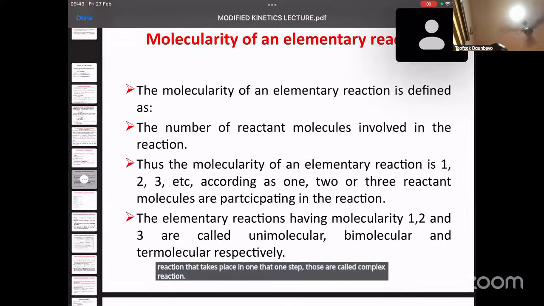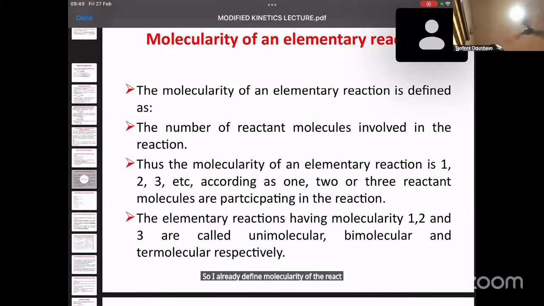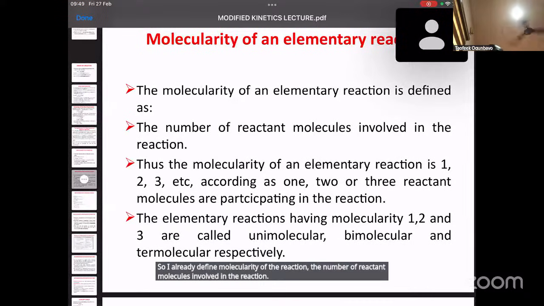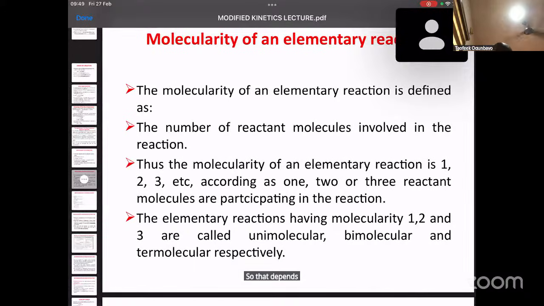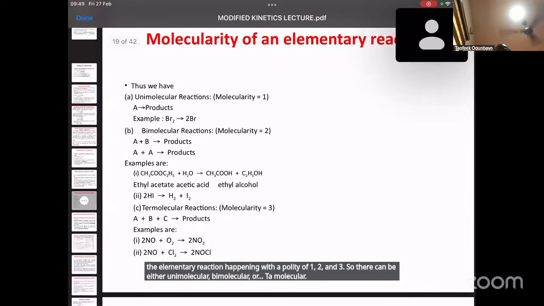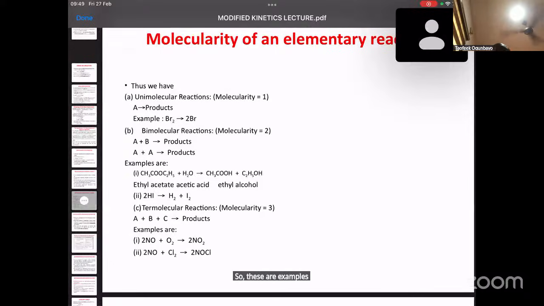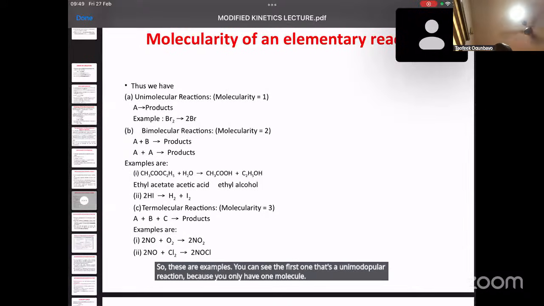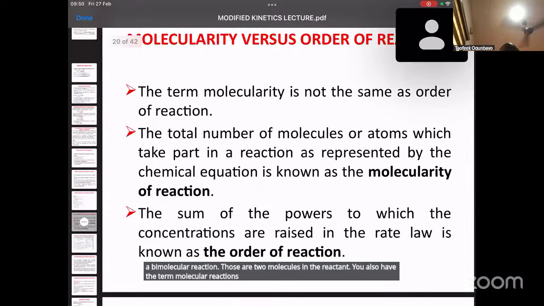So I already defined molecularity of a reaction. It is the number of reactant molecules involved in the reaction. Thus, the molecularity of an elementary reaction is 1, 2, 3. That depends on the number of molecules, and we already spoke about that. The elementary reaction having molecularity of 1, 2, and 3 can be either unimolecular, bimolecular, or termolecular. These are examples. You can see the first one, that's a unimolecular reaction because you only have one molecule. You have an example there. You have a bimolecular reaction, those are two molecules in the reactant. You also have termolecular reactions, and you have examples of that also.